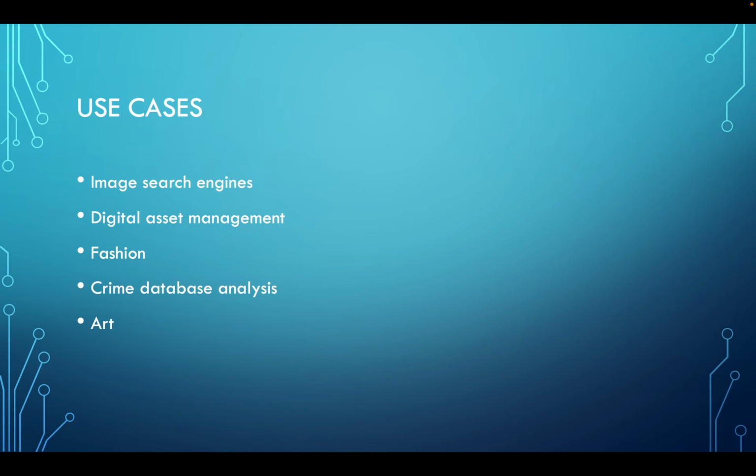Like I said earlier, the use cases where we could use content-based image retrieval are basic image search engines, of course digital asset management and fashion, crime database analysis and art. The two that I wanted to briefly talk about are fashion and crime database. When the user were to input an image, they could upload a picture of a shirt, and of course the CBIR framework would return any images on the internet that match whatever the user could be looking for.